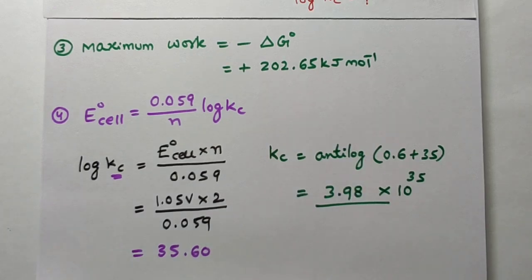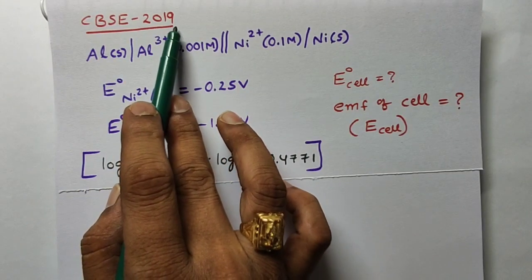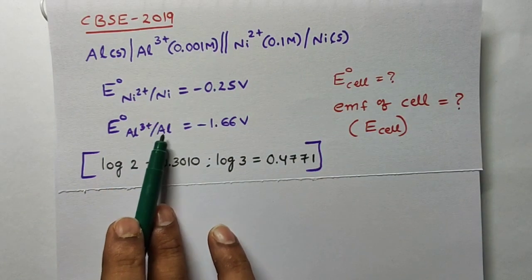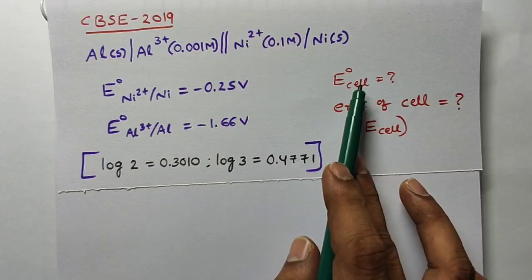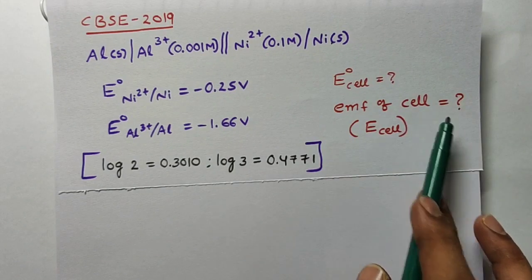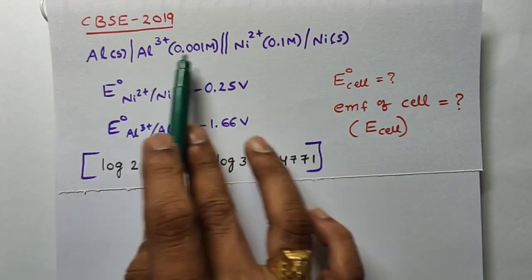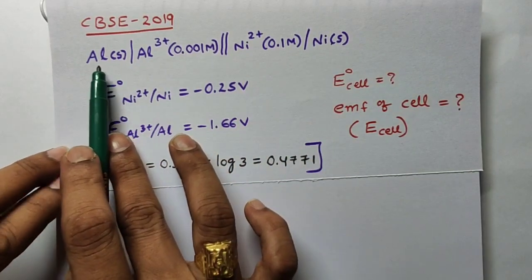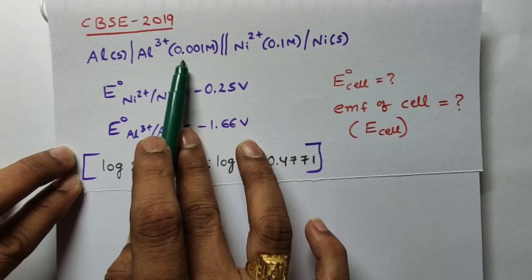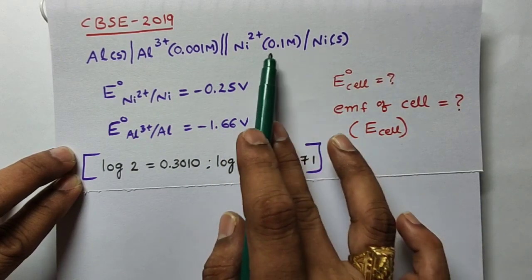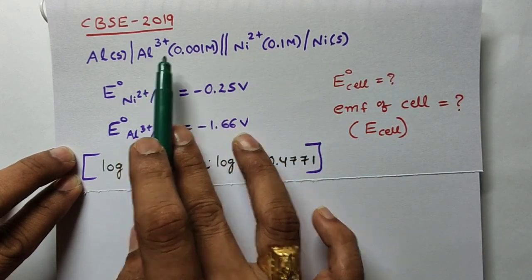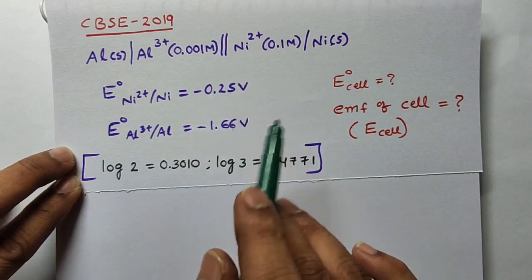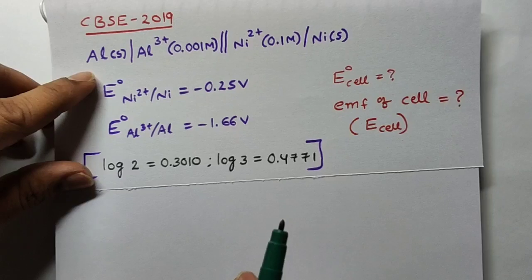Got it? Next question, CBSE 2019. Here the cell representation is given, and the standard reduction potentials of nickel and aluminum are also given. We have to find the E naught cell and the EMF of the cell. First I will convert this cell representation into the cell reaction. Al to Al3+ is the anode reaction, and Ni2+ to Ni is the cathode reaction. Left side is anode, right side is cathode, and the double vertical line indicates the salt bridge. So first I will write the cell reaction.